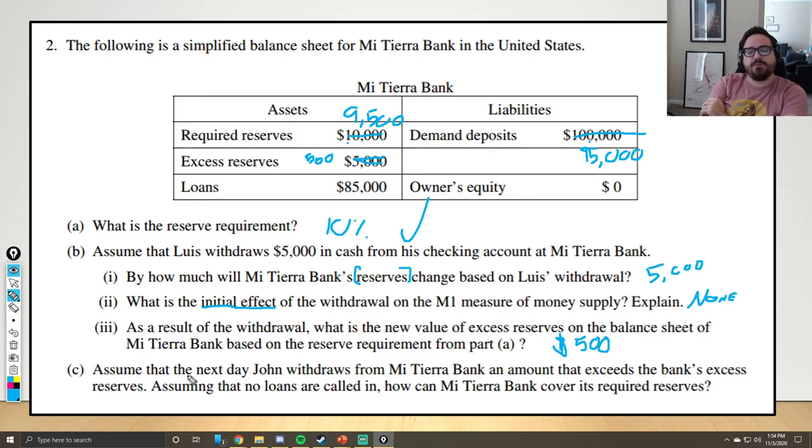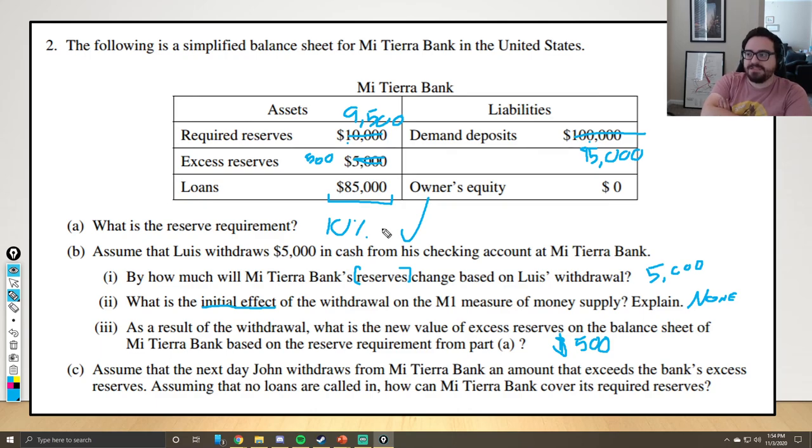Assume the next day John withdraws from Meteor Bank an amount that exceeds the bank's excess reserves. Say John were to withdraw $10,000 from this bank. Assuming no loans are called in, meaning they can't bring this money back, how could Meteor Bank cover its required reserves? The idea here is that if he withdraws too much, then the bank won't actually have enough money to be able to cover their required reserves. This is the fear you guys have if you're paying attention, which is that if I withdraw too much money, can the bank even have enough money to give to people?